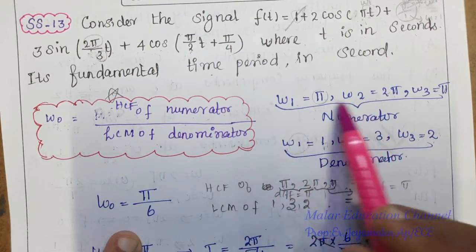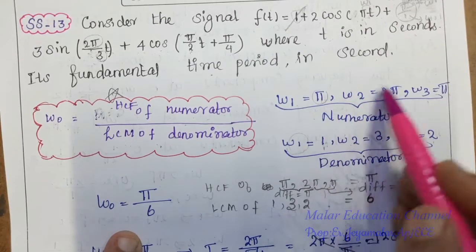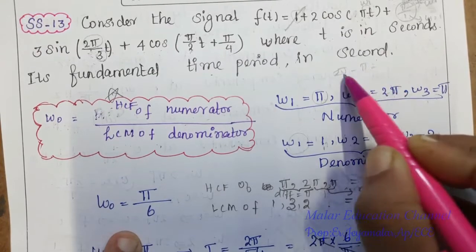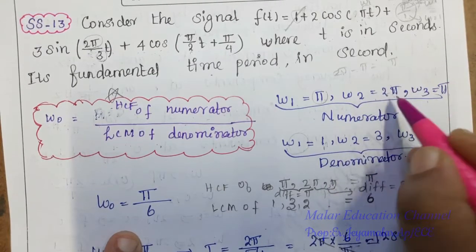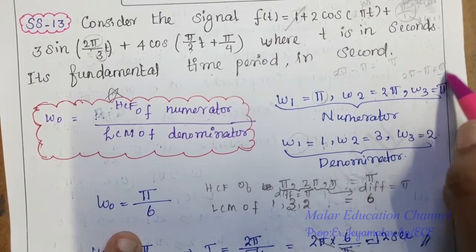The LCF is nothing but the difference. See the difference: pi and 2 pi, that's pi. That's the second value minus the first value, 2 pi minus pi equal to what? 2 pi minus pi means pi. Anyway, the difference is pi, no?